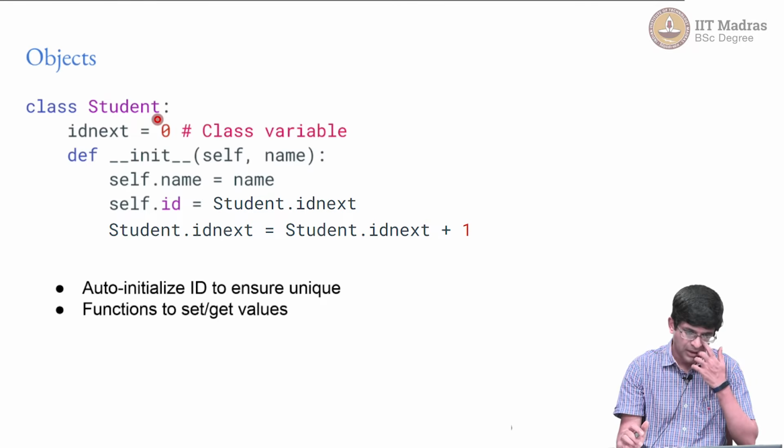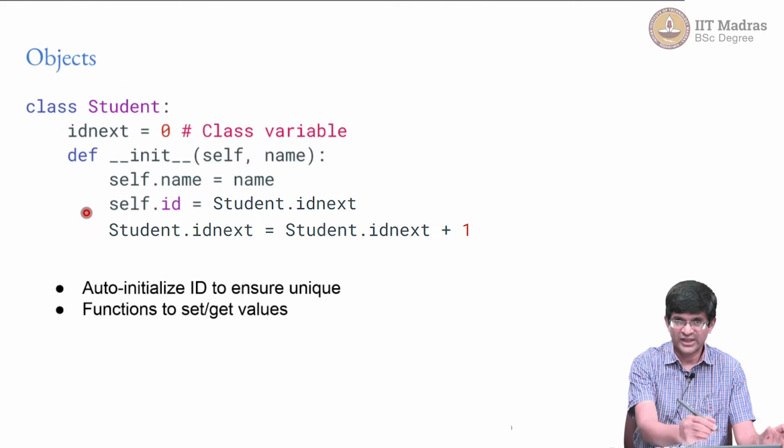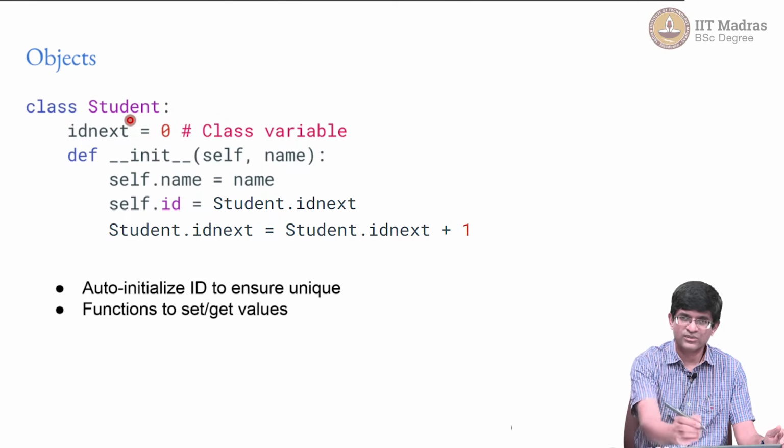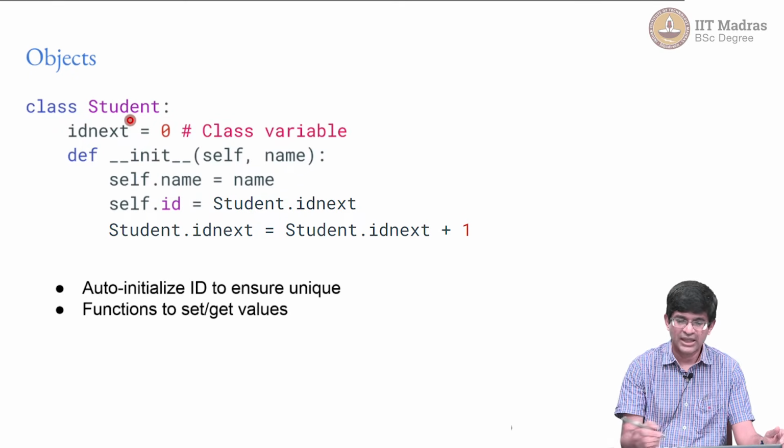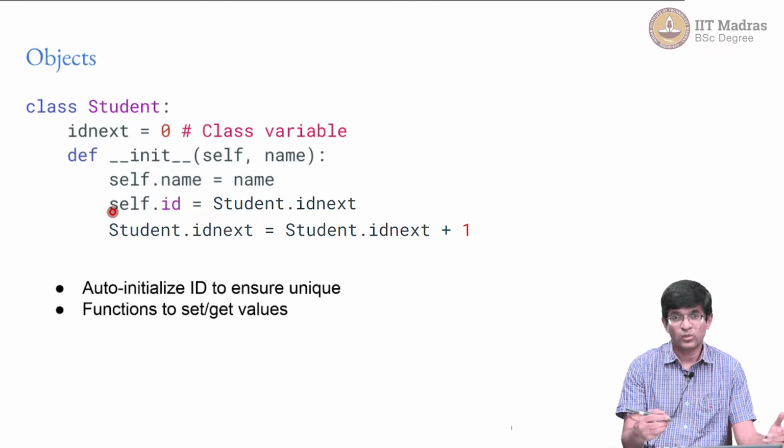What that means is that when I create one student, I give self.id equal to ID next and then do ID next equal to ID next plus 1. When I create another student, this ID next which belonged to the class would have the value 1, and the second student that I create will get self.id equal to 1, the third will get the value 2, the fourth will get the value 3, and so on. This is just one way by which you could do it. There might be other ways.